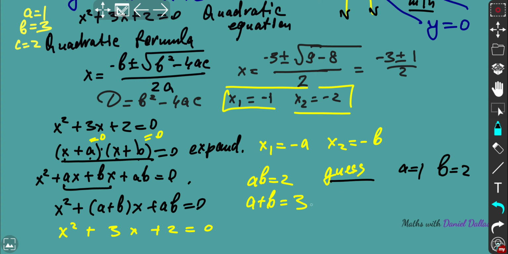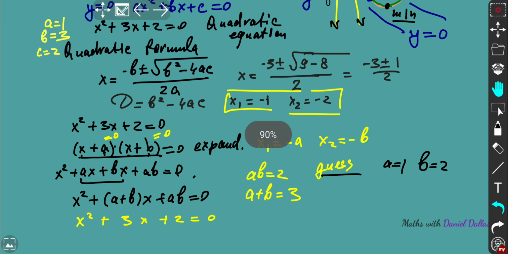And let's check the second one. So 1 plus 2 will also give you 3, so that's why a is 1, b is 2. So this is the general approach. Actually I showed why it is legitimate to do that, but you need to memorize it.